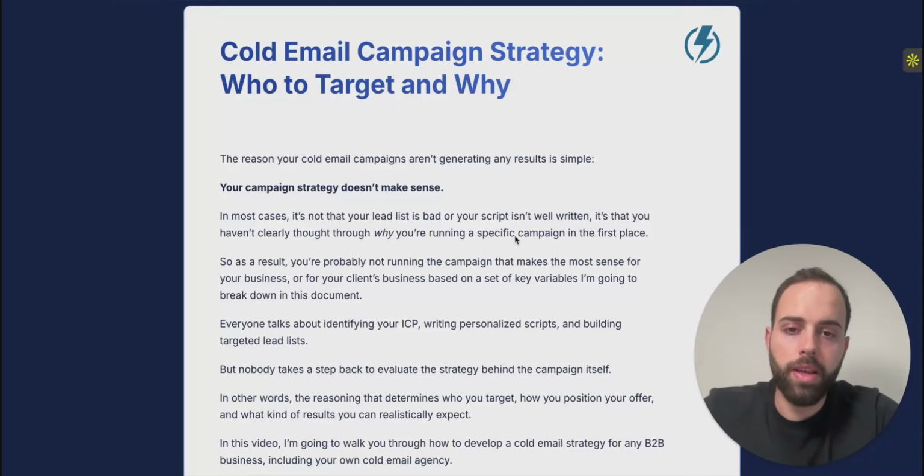The reason your cold email campaigns aren't generating any results is simple. Your campaign strategy doesn't make sense. So in most cases, it's not that your lead list is bad or your script isn't well written. It's just that you haven't clearly thought through why you're running a specific campaign in the first place.